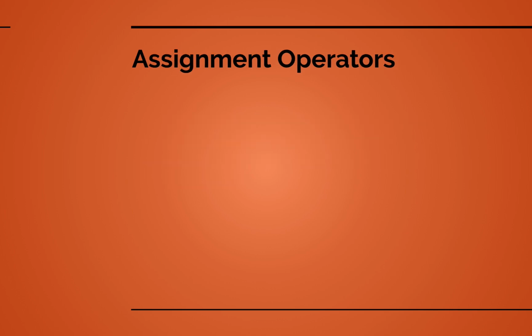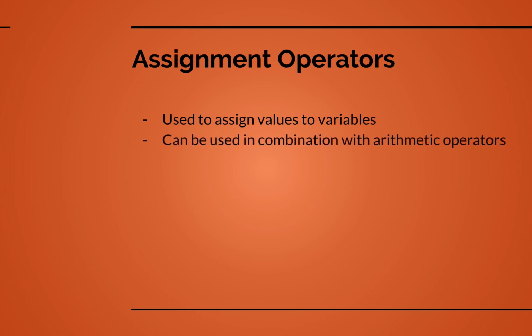Next up, assignment operators. Assignment operators are used to assign values to variables. In fact, we've been using this repeatedly, maybe without even realizing it. These can also be used in combination with the arithmetic operators. First of all, our equal sign. We've seen that in use many times. It just takes a variable on the left and assigns a value on the right. But there are also these combinations.